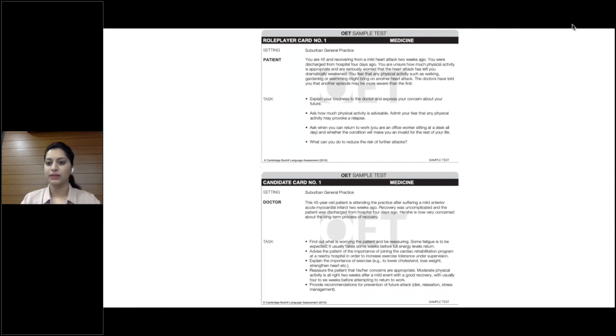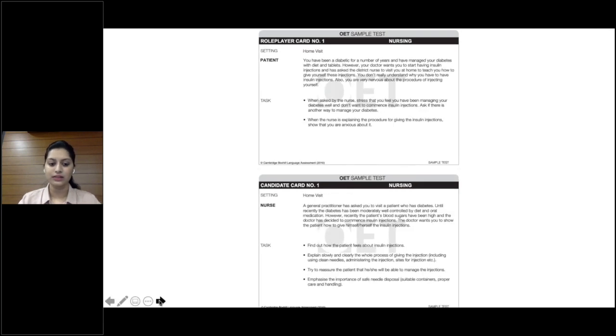So let's take a look at the sample paper so that we have a better idea as to what we will be dealing with today. Right, so in the role play card, the setting is usually given. It's important for you to know if you're in a hospital setting or it's a home visit. Your task will be on the bottom side of the role play card, and it will be explained neatly as to what you should do, what is expected of you, and how to go about the role play. So this is a nursing sample test.